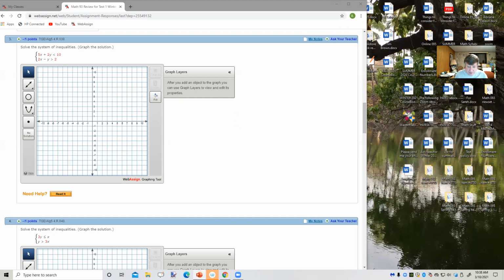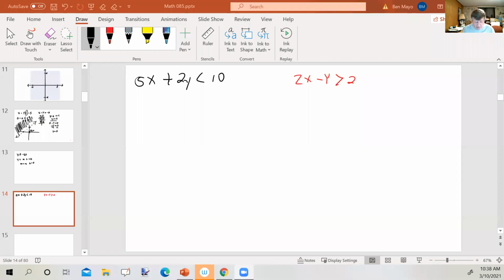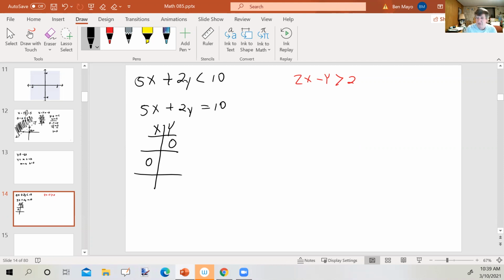Okay, so let's go to my whiteboard screen. Let's consider 5x plus 2y less than 10. We're actually going to look at the equation 5x plus 2y equals 10. I'm going to find two ordered pairs. I don't have to use the x and y intercepts, but they seem to be easy points to use. If you want me to use something different, tell me. Otherwise, I'll go ahead and do this.